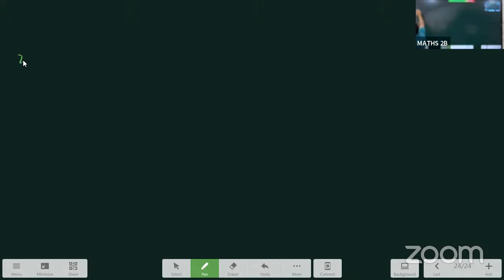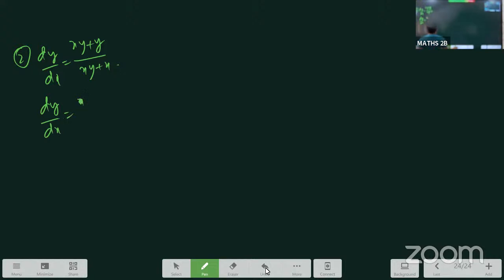Next. The question is, dy by dx is equal to xy plus y divided by xy plus x. Now dy by dx equal to, here you are going to take y common, x plus 1, x common, y plus 1. Now again, variables are separated.